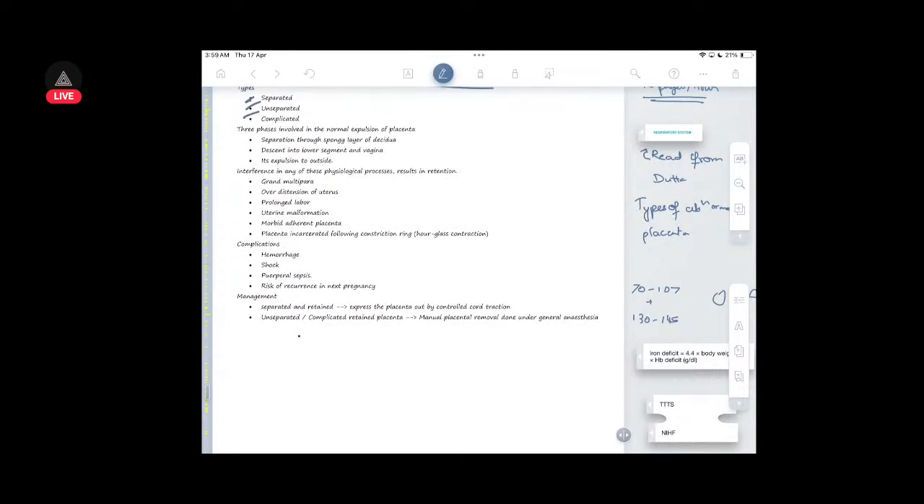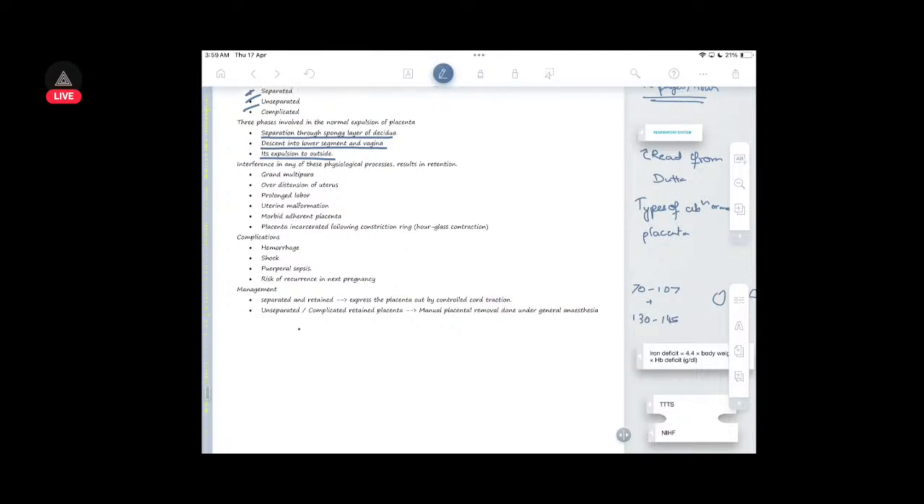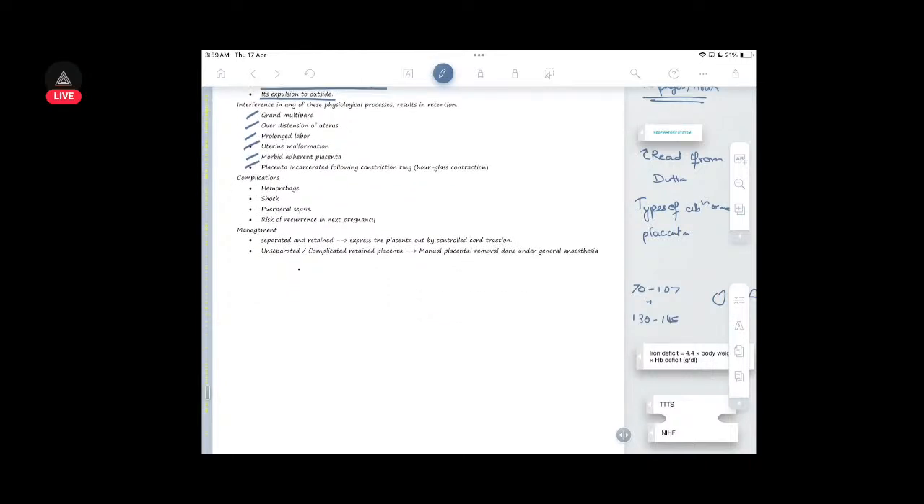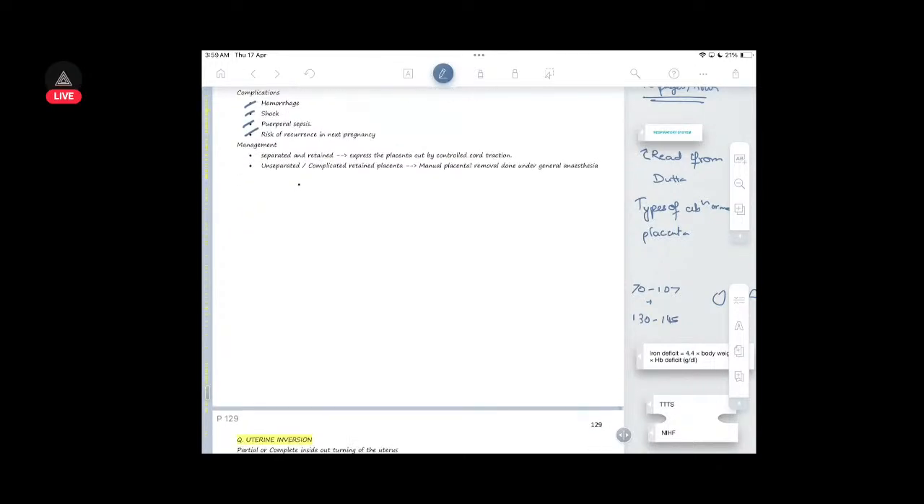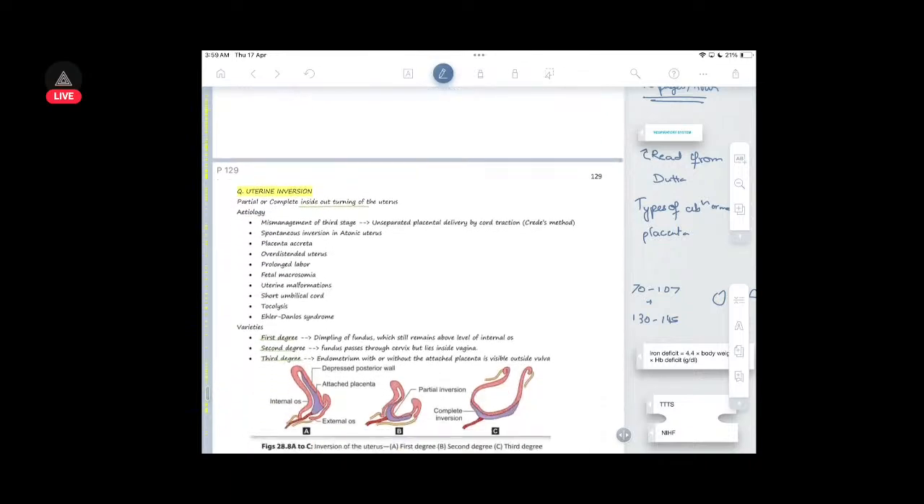The three phases involved in normal expulsion are separation through the spongy layer of decidua, descent into the lower segment and vagina, and expulsion to the outside. Interference in any of this will result in retention. Most commonly, it is caused by grand multipara, over distension of uterus, prolonged labor, uterine malformation, morbid adherent placenta, and incarceration following contraction. Complications may be hemorrhage, shock, puerperal sepsis, and risk of recurrence. Management: if separated and retained, you have to express the placenta out by controlled contraction. If unseparated or complicated, you do bimanual placental removal.